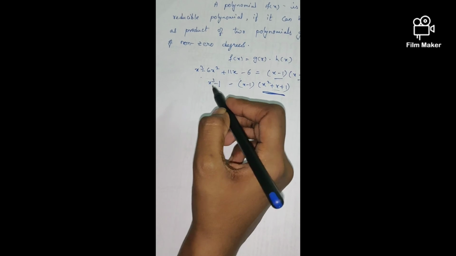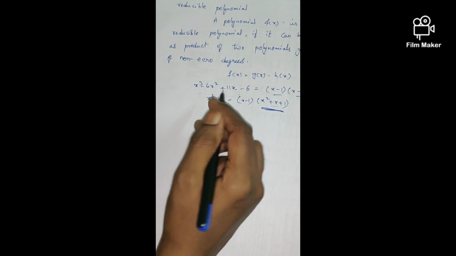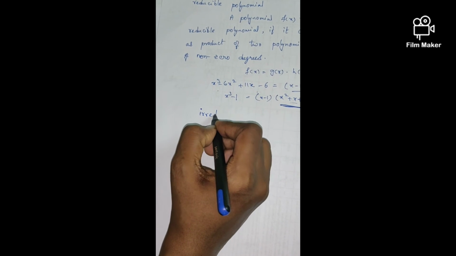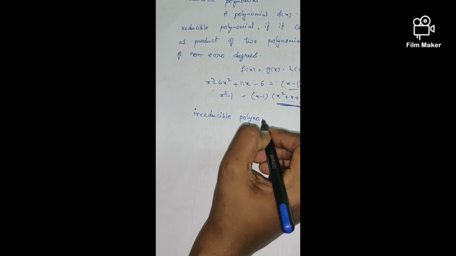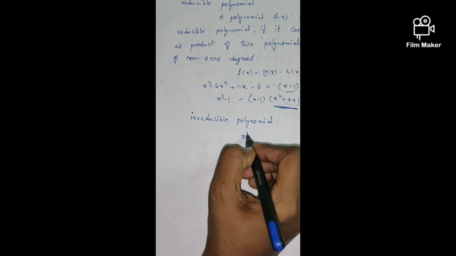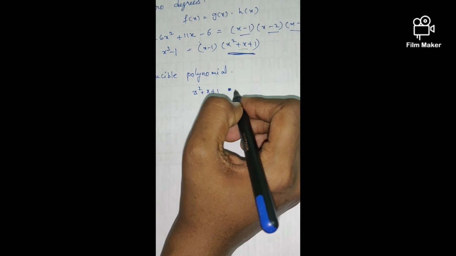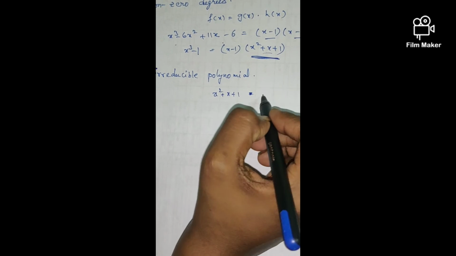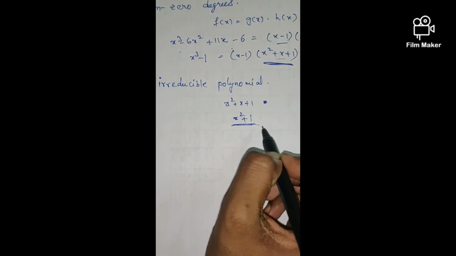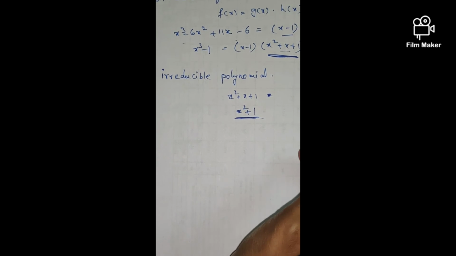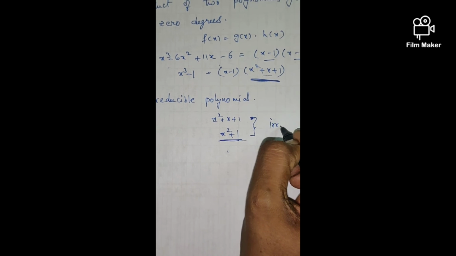So the polynomials which can't be expressed as reducible are called irreducible. Those polynomials which are not reducible are called irreducible. Like x square plus x plus 1 can't be reduced into any polynomials. And also take x square plus 1. X square plus 1 also can't be reduced into any other polynomial. So these types of polynomials are called irreducible.